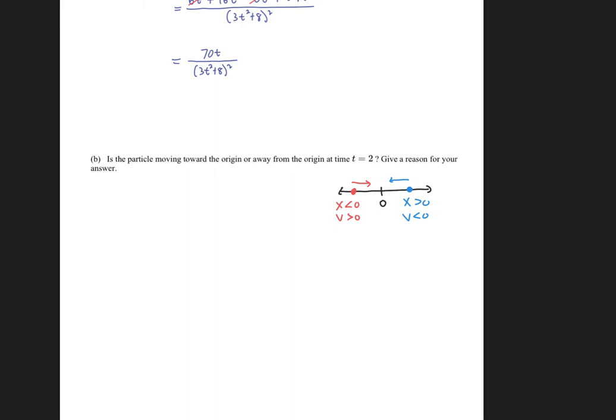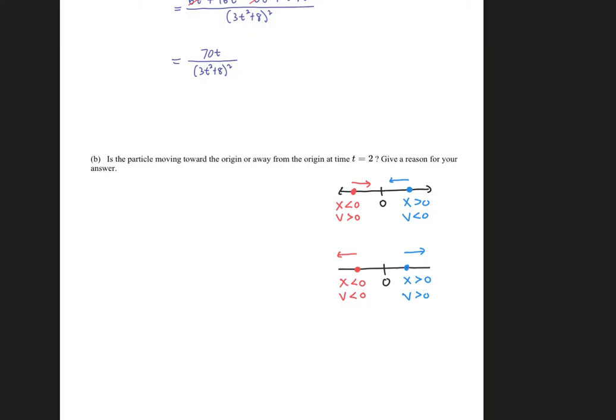Moving away from the origin is the same kind of concept. Let's say you have a particle to the right of the origin and moving right. That would have a positive position and a positive velocity. Or the particle could be to the left of the origin, moving left. To the left of the origin would be a negative position, and moving left would be a negative velocity. So those are our two options.